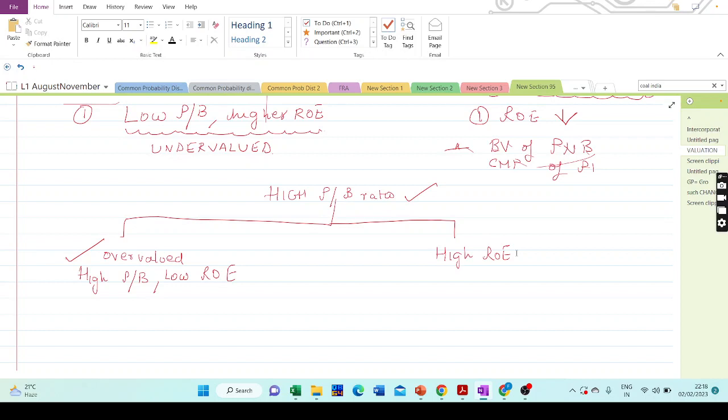And a high price to book value does not mean that the stock is overvalued. We have to look at price to book value in conjunction with other profitability measures such as ROE. Please write this down. A low PB ratio does not mean that the stock is undervalued, and a high PB ratio does not mean that the stock is overvalued. We have to look at price to book in conjunction with other profitability measures such as ROE.